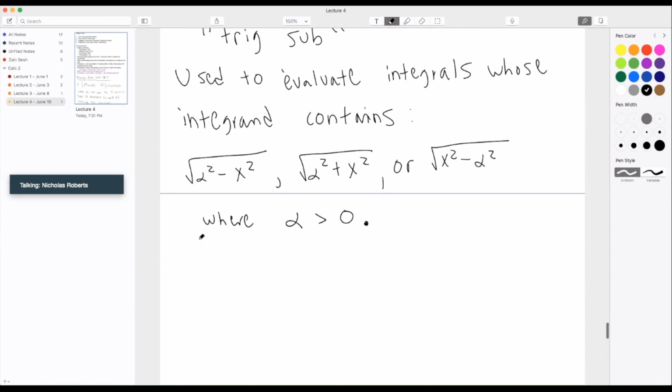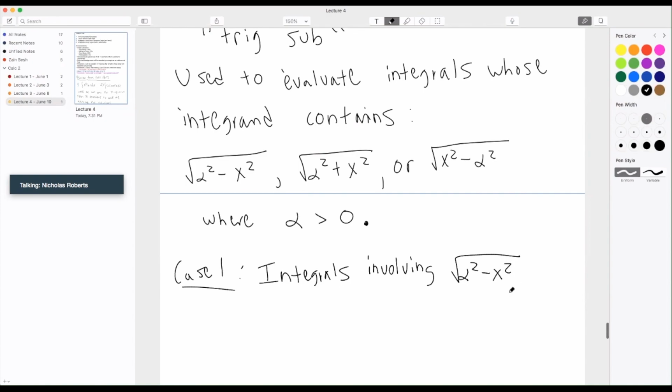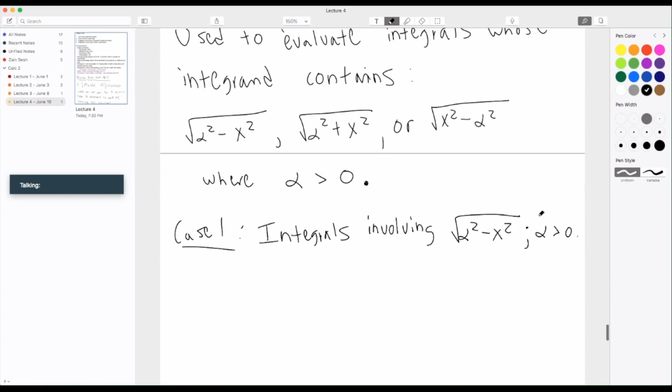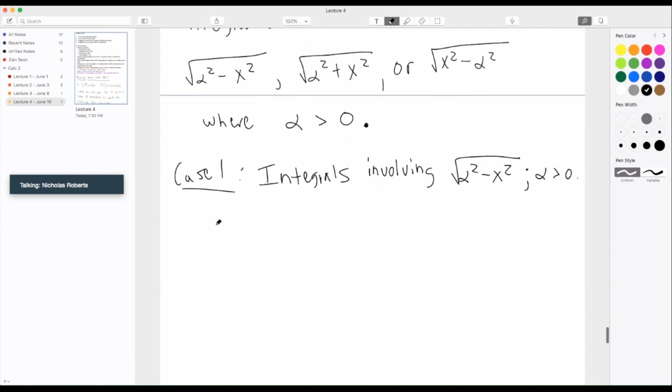So let's look at case one. Case one will be integrals involving that first expression, the square root of alpha squared minus x squared, and again, alpha is a positive number. Does it have to be an integer, or it doesn't matter? It does not need to be, but we will work exclusively in the case when it is.